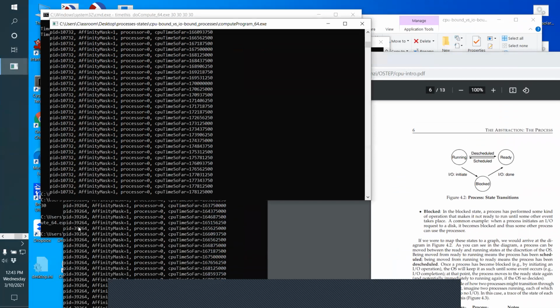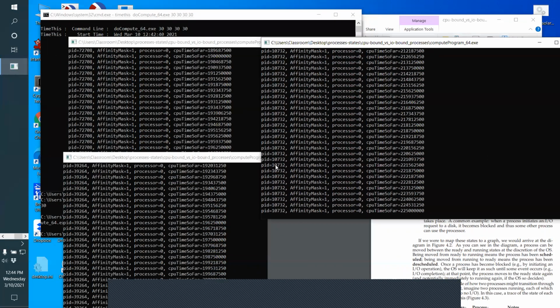Each one has its own process ID number. This one's process ID 10732. This one's 39264. They all have the same affinity mask. They're all told to work on process 1. This guy is like 2 seconds. And notice that right now they're all stepping through their code at about the same pace.